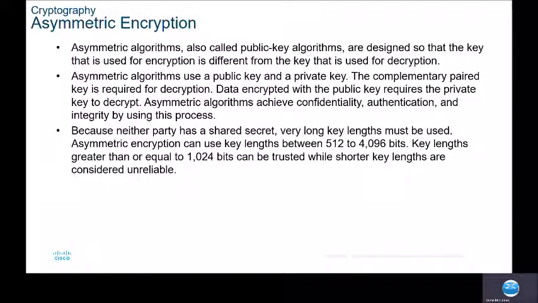Asymmetric algorithms achieve confidentiality, authentication, and integrity by using this process. Because neither party has a shared secret, very long key lengths must be used. So 512 is the shortest, as opposed to 128 for AES, and you're up to 4,000 bits. Key lengths greater than or equal to 1,024 can be trusted, while shorter key lengths are considered unreliable.